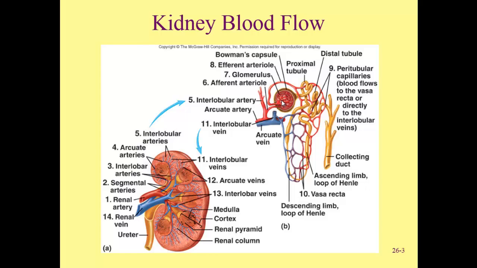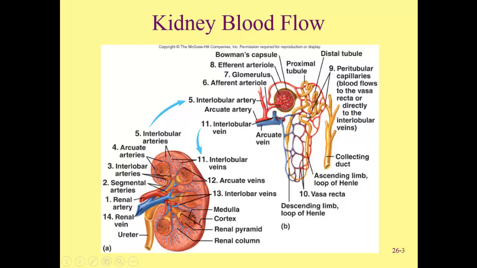So with this process, the squeezing of the plasma out of the glomerulus is so efficient that if we did not have reabsorption, where we take this fluid out of the nephron and put it back into these capillaries, we would pee away our plasma in about 30 minutes. So we filter our entire blood volume in about 30 minutes. So it's important that we have this reabsorption occurring.